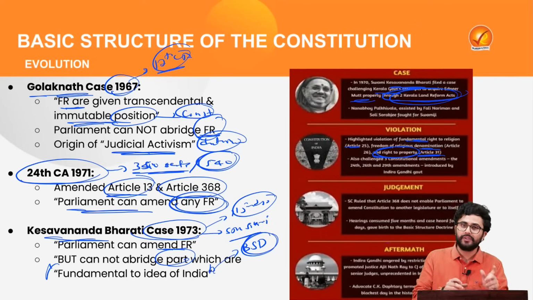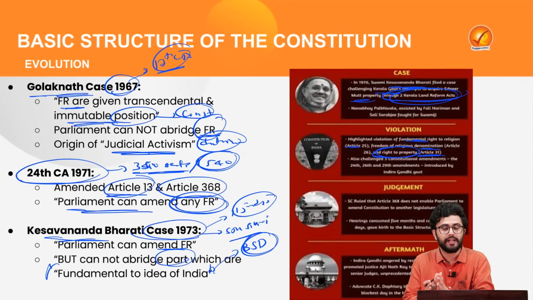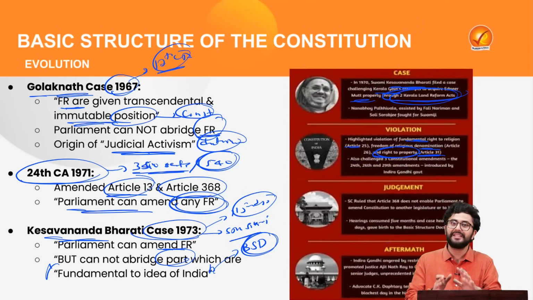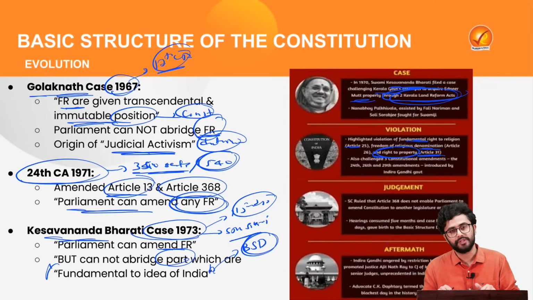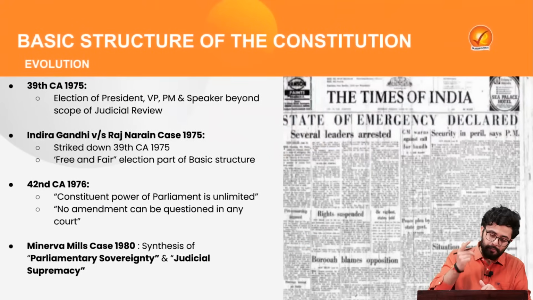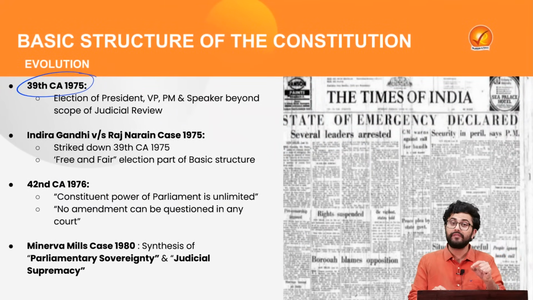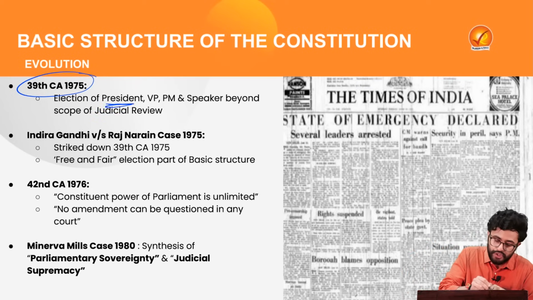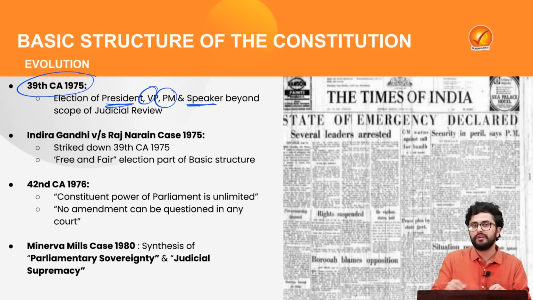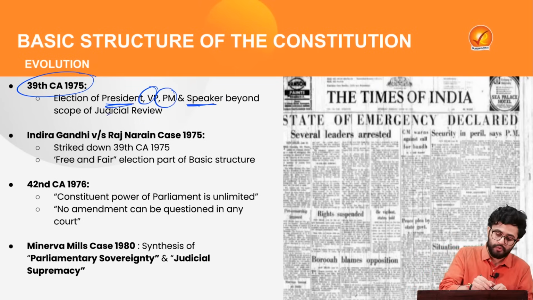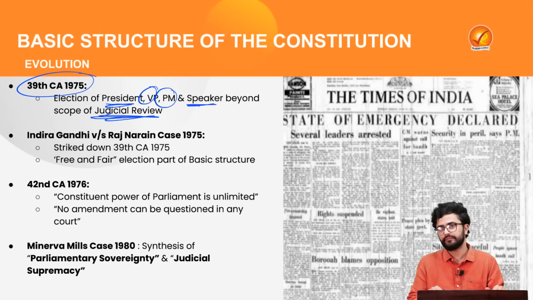Thus, to contend with the government, the Supreme Court at that time took a middle path. It said, yes, you can amend the fundamental rights indeed, but at the same time, you cannot take away the basic structure of the Constitution. However, Parliament again responded with the 39th Constitutional Amendment Act of 1975, under which it kept the election of the President, Vice President, Prime Minister and the Speaker of Lok Sabha beyond the scope of judicial review.